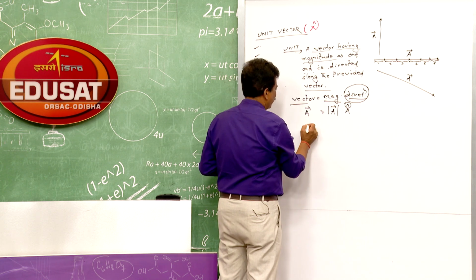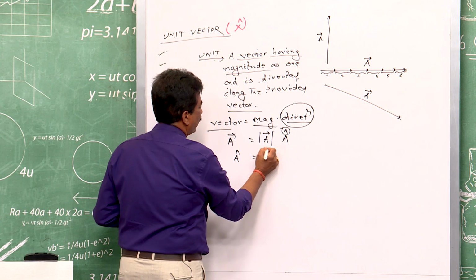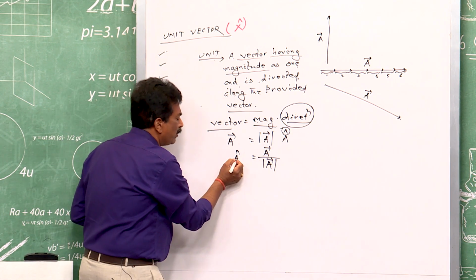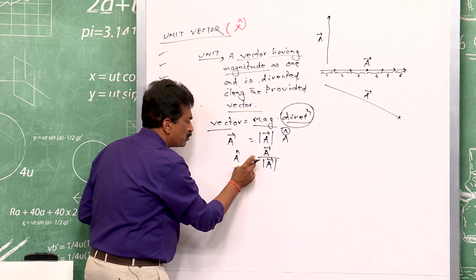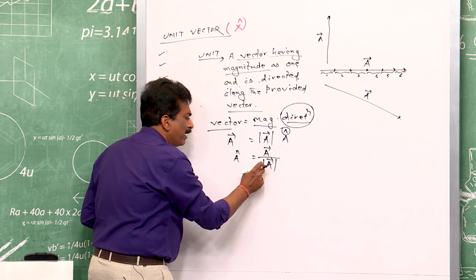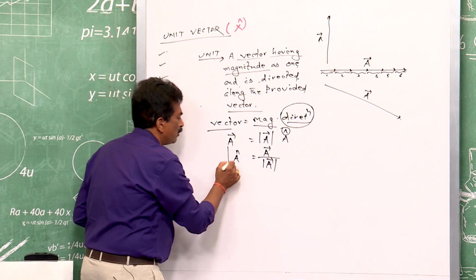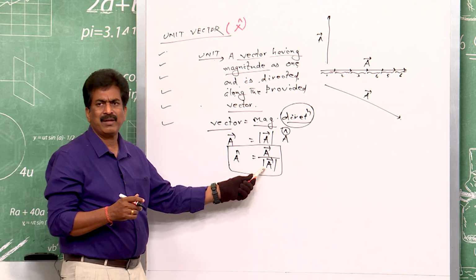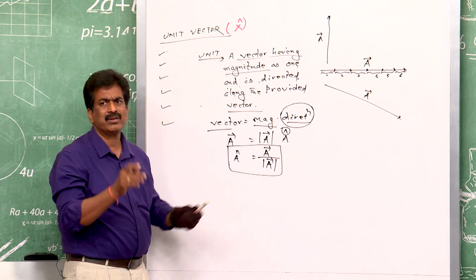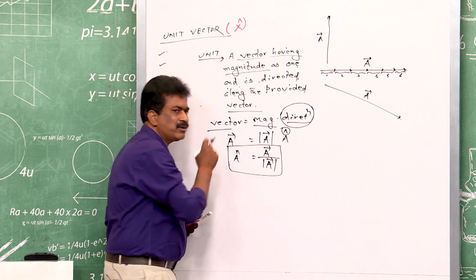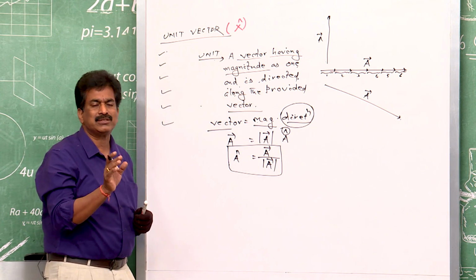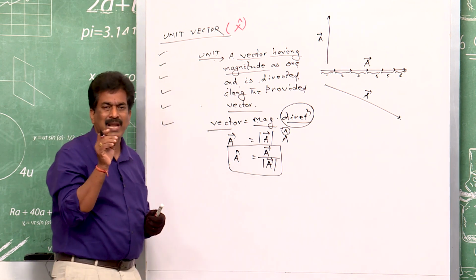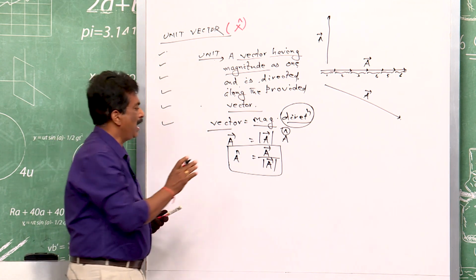Now, this a cap will be the a vector divided by the a vector's magnitude, the mod. That means the unit vector of any vector is equal to the same vector divided by the same vector's magnitude. Both are corresponding to the same a. Therefore, though this is a ratio, it has no unit and no dimension. One of its important properties is that a unit vector lacks unit and dimension. Are you clear, my students?